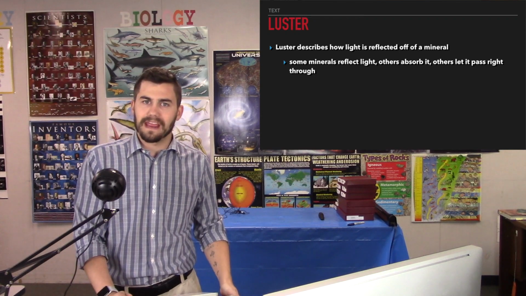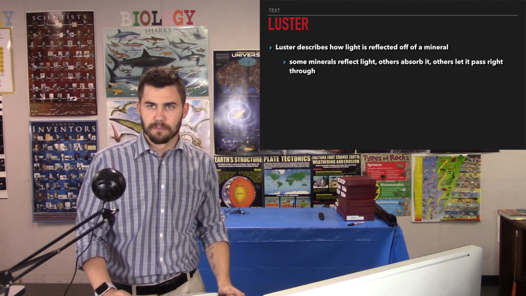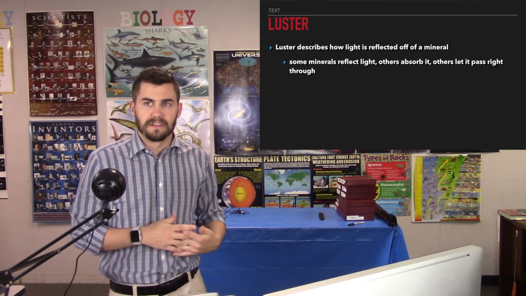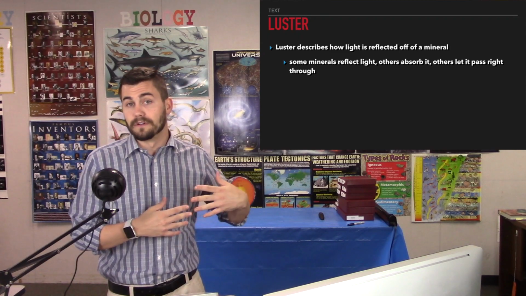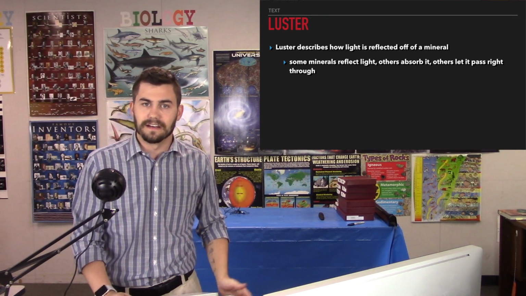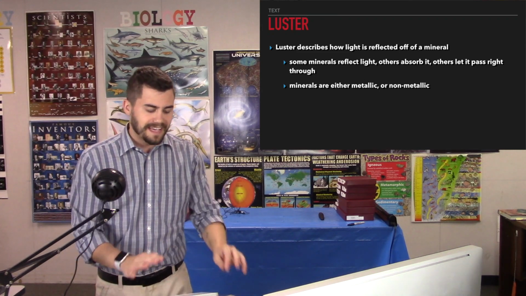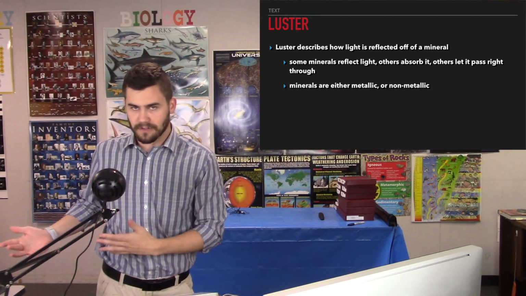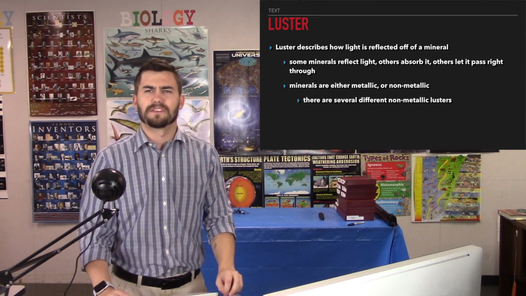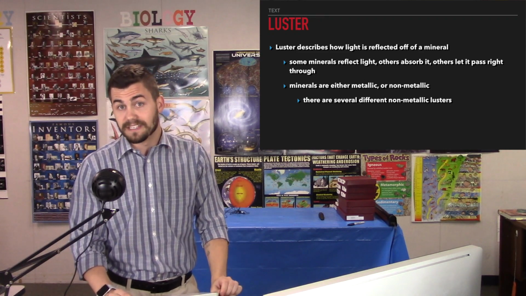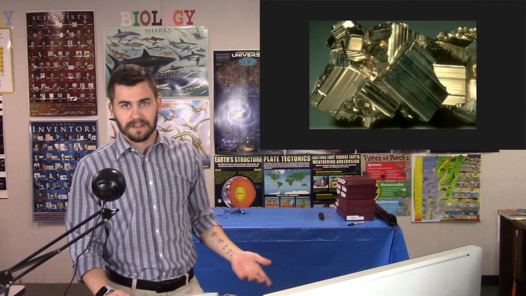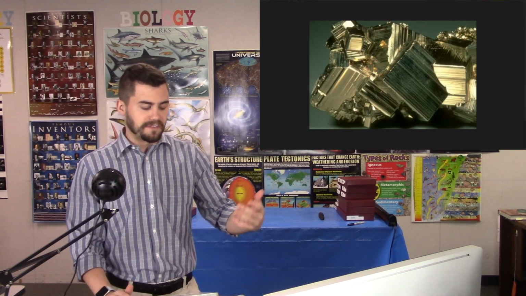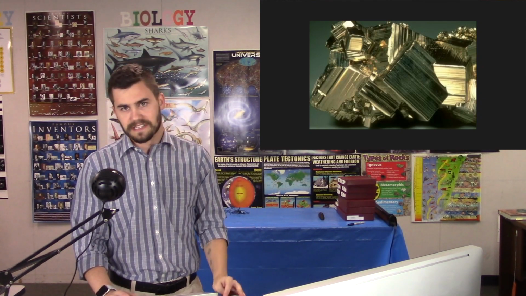Luster is the way in which light reflects off of the surface of a mineral. So some minerals, the light just passes right through them. Others, they absorb the light completely. Other minerals, the light is reflected in a metallic way off of their surface. And strictly speaking, there are only two kinds of luster. Metallic, which they look like metals, duh, or non-metallic, but there are many different non-metallic lusters. So here's metallic. This is some pyrite. If it's very shiny, and usually they're gray, but if it's very shiny and looks like some sort of metal, then it's metallic. It's a dead giveaway.